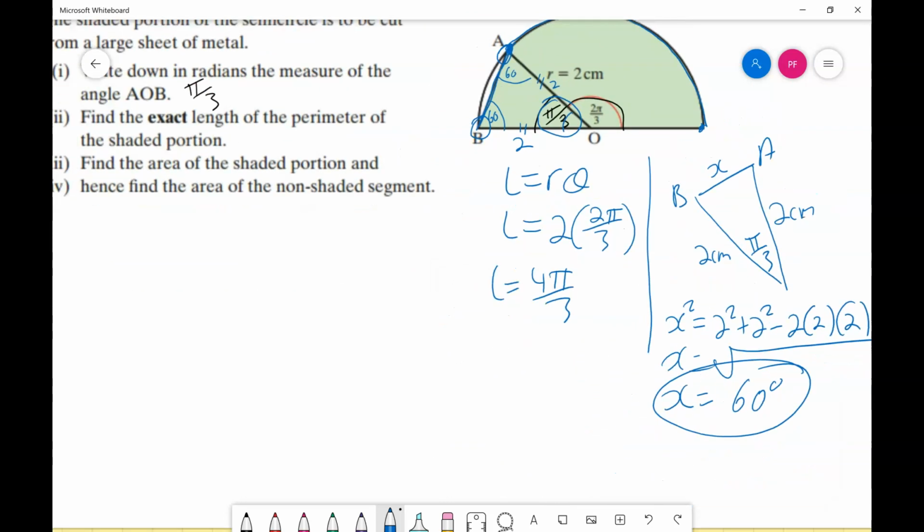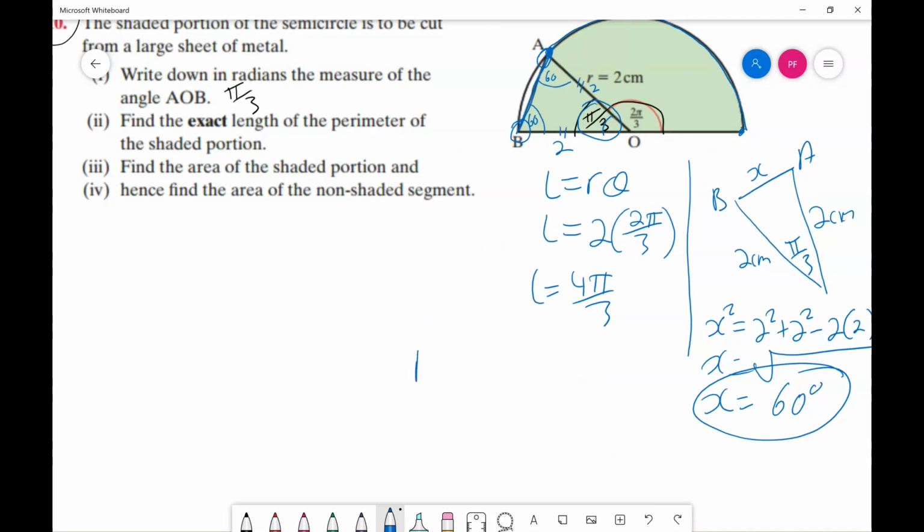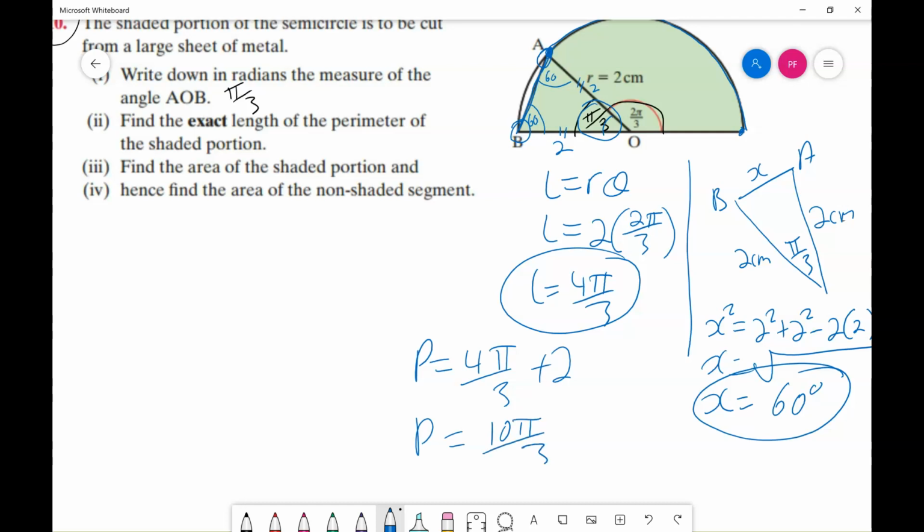So what's my total perimeter here? My perimeter is my arc length, which is 4 pi over 3, plus 2. So P is equal to 10 pi over 3. And that's what I'm going to use anyway. 10 pi over 3.